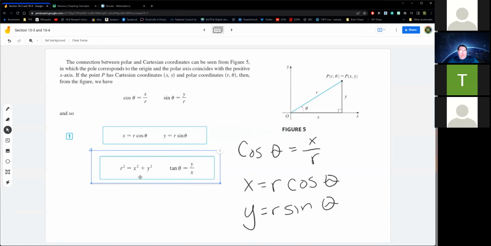From this, we also can go the other direction. So using this right here is just the Pythagorean theorem: r squared equals x squared plus y squared. So if I know x and y, I can find out the r. And using tangent with the y and the x, I can find out the theta. I would just do the arctangent of that, and that would give me the angle. We're going to do a couple of examples of each of those. So these formulas just allow us to transfer back and forth between the two.